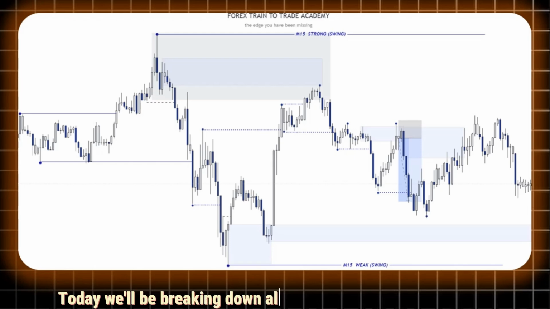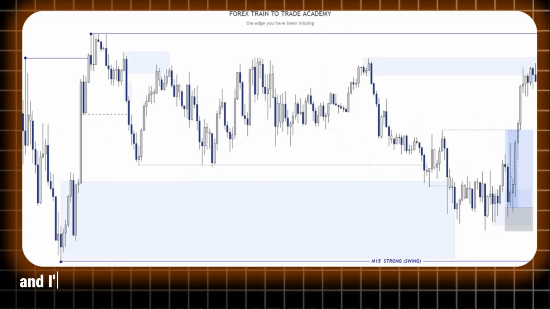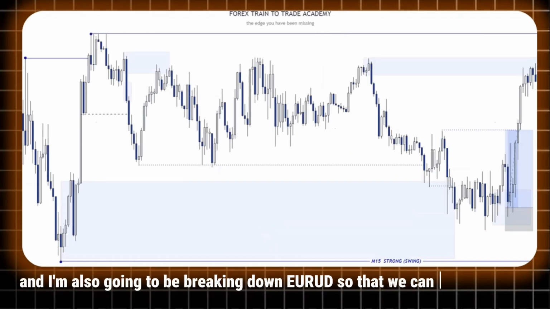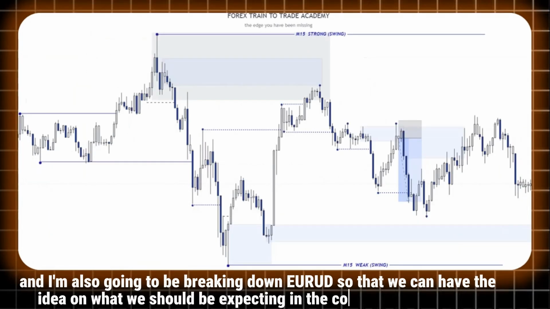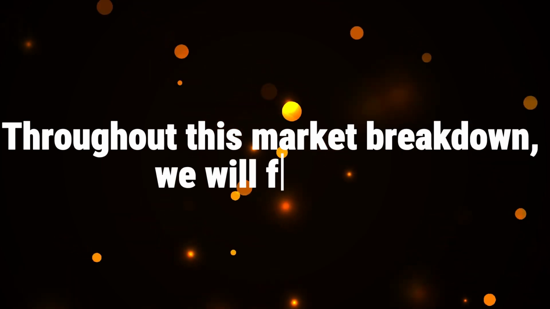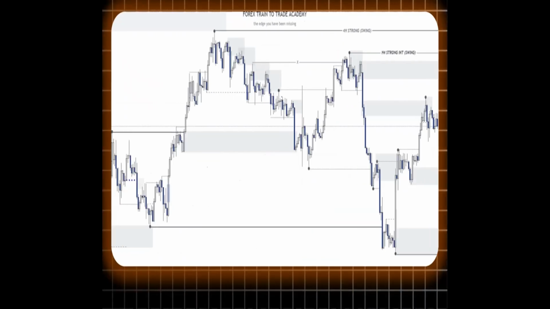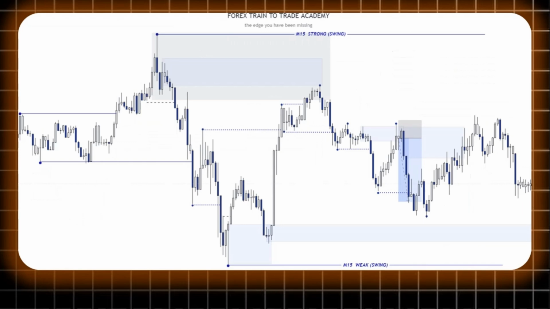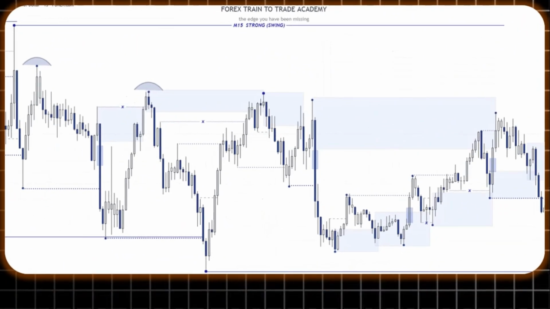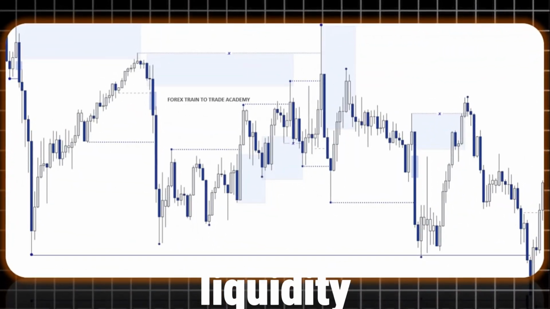Today we'll be breaking down all the trades I took this week, and I'm also going to be breaking down Euro US dollar so that we can have an idea on what we should be expecting in the coming days or week. Throughout this market breakdown, we will focus on the daily chart, the 4-hour chart, the 15-minute chart. We will also cover market structure, supply and demand, and liquidity, which are key vital concepts you need to master if you want to become successful with your trading.